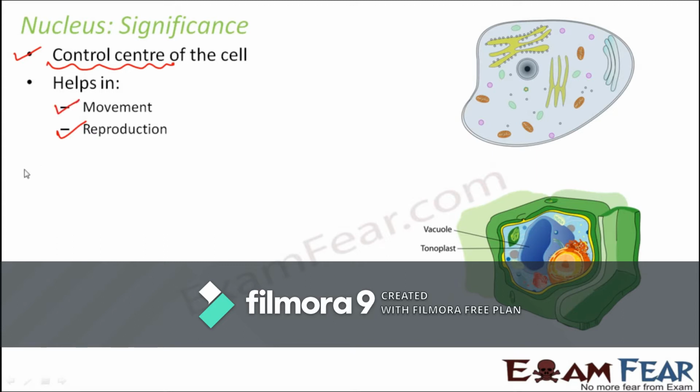And it also plays a very important role in movement. Now, just imagine these are two very important roles as far as a cell's life is concerned. So now, since nucleus controls all the vital activities, therefore it is called the control center of a cell.